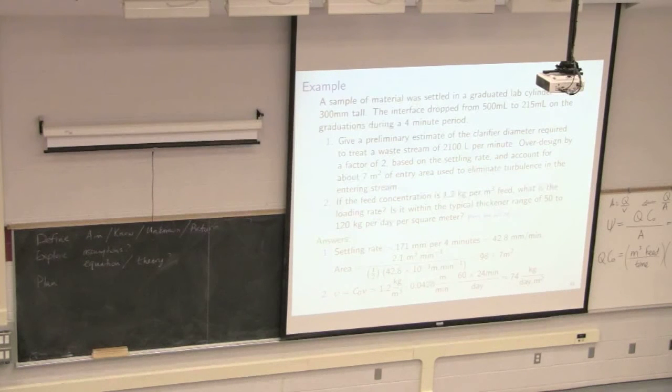Is the factor of 2 a common number? By what standard? Okay. It's an over-design factor. Factors of 2 are not uncommon. Whether it's normal for this area, I'm not 100% sure.